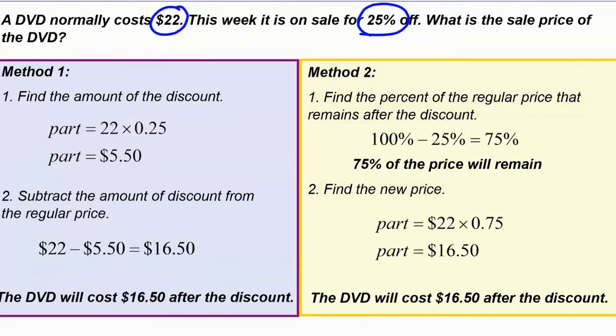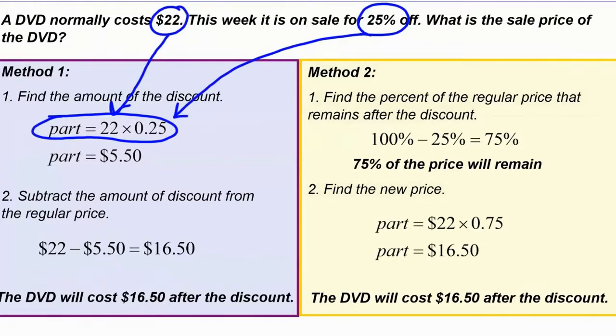So that is the whole times the percent, and that's what I do right here. $22 was the price. 25% is the discount, so 22 times 0.25, that's the percent as a decimal, is $5.50. Now this represents how much money is going to be taken off the price. This is the discount. It's not the price of the item, it's how much is going to be taken off.